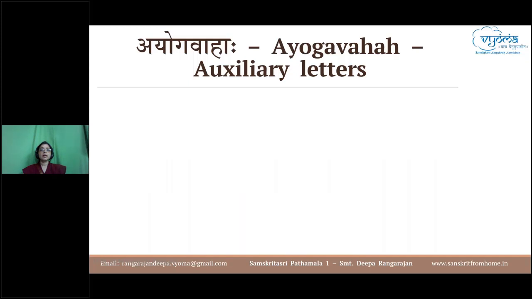Then we also saw the Ayogavahas, the first of which is the Anuswara, which follows vowels, any vowel, and it has a nasal sound. For instance, with a it is am, with i it is im, and so on. Next is the Visarga, which has a h sound. When it follows a, it is aha, and when it follows aa, it is aaha. With i, it is ihi, and so on. It is represented by two dots like the colon symbol.